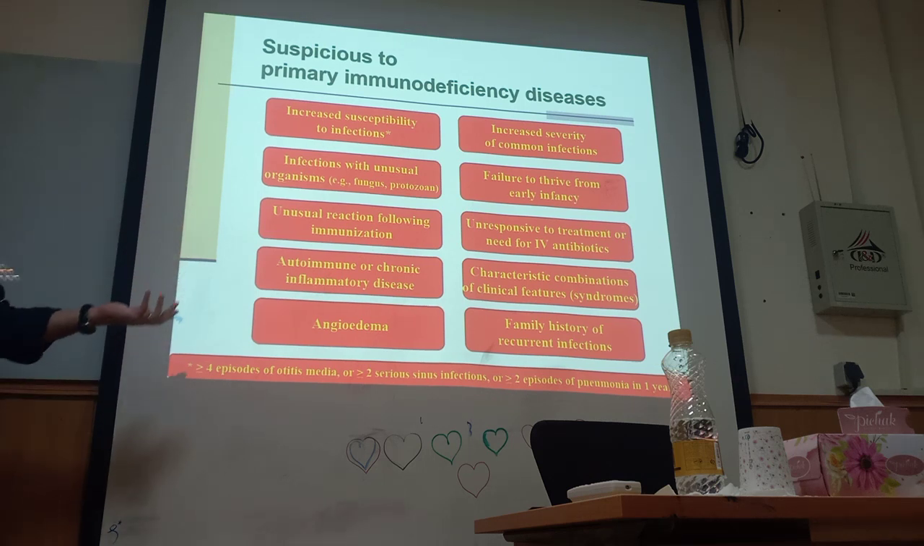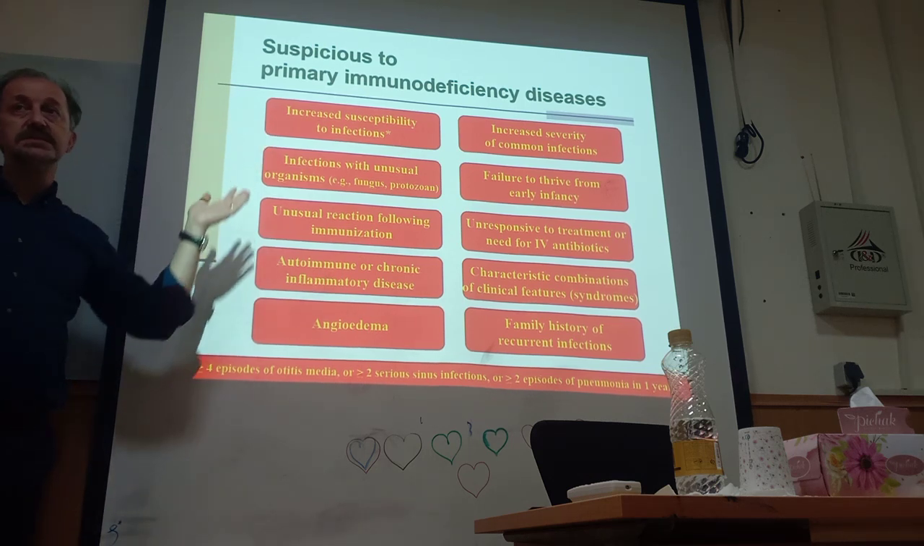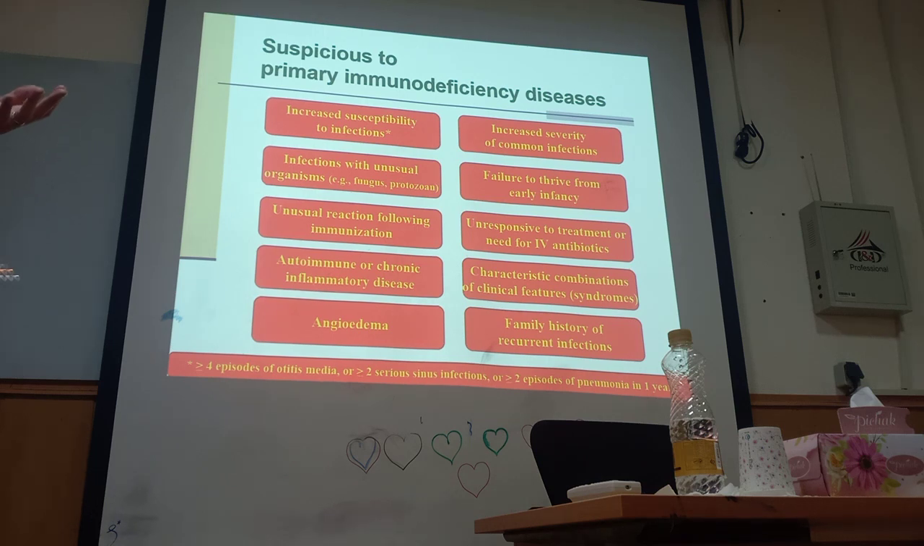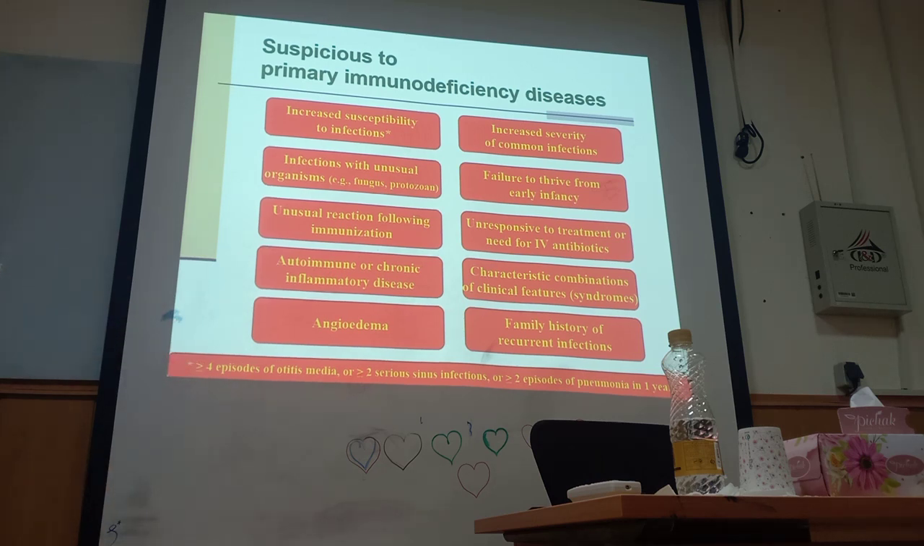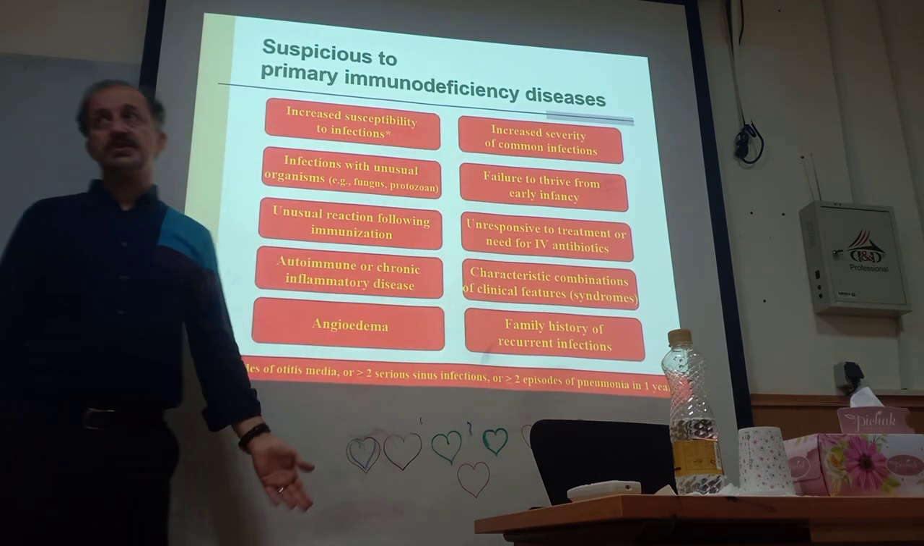There are 10 warning signs. The first one, increased susceptibility to infection. What does it mean? You get four or more than 4 times otitis media per year, 2 or more than 2 times sinusitis per year, 2 or more than 2 times pneumonia per year, 2 or more than 2 times any serious infections per year. It shows that the patient might have immunodeficiency. So we should have suspicions about immunodeficiency. The second one, increased severity of common infection.